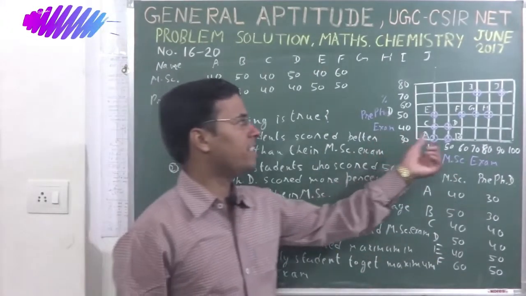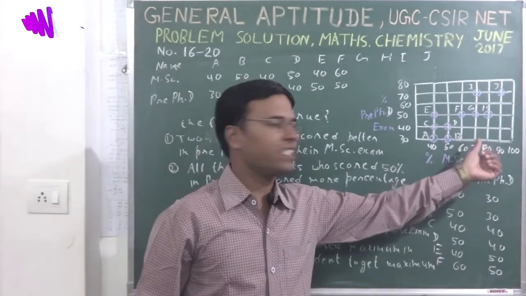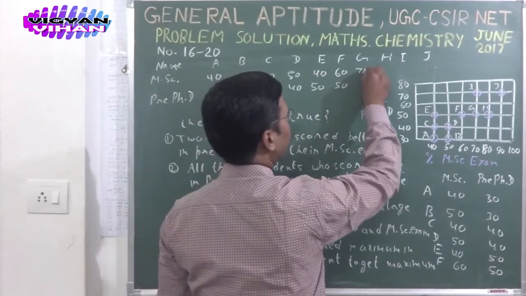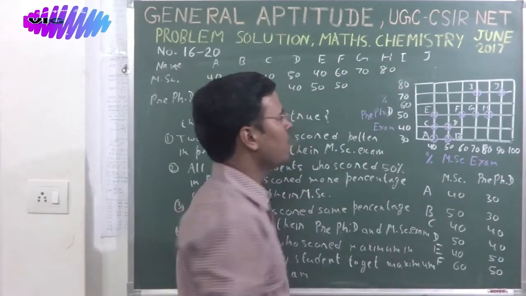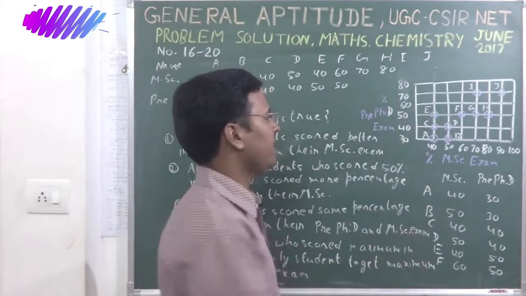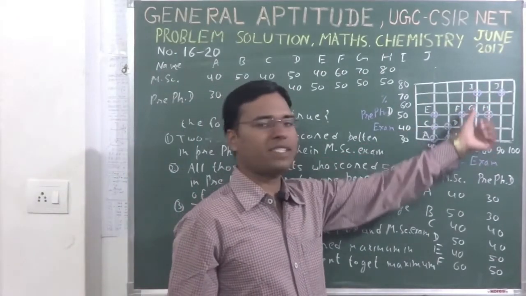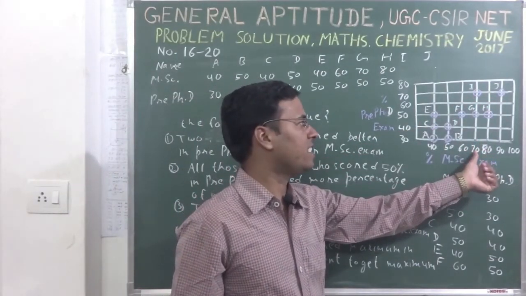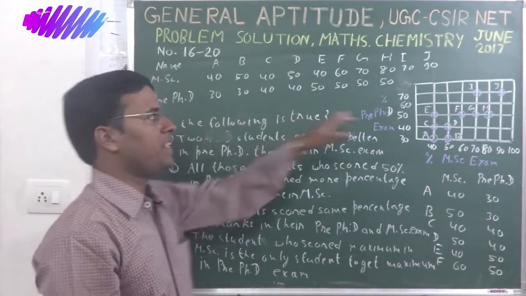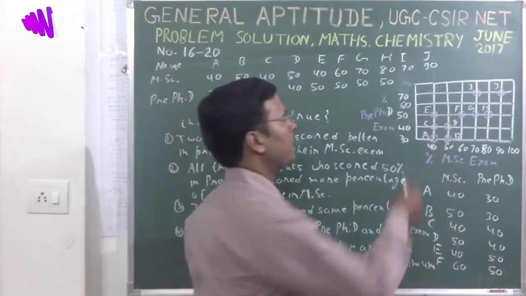For the remaining students, for students G and H, their MSc percentage of marks is 70 and 80. So write here 70 then 80. Both have the same percentage of marks in the pre-PhD exam, that is 50. For I and J, their percentage of marks in MSc is 70 then 90. But in pre-PhD both scored the same percentage of marks, that is 70.